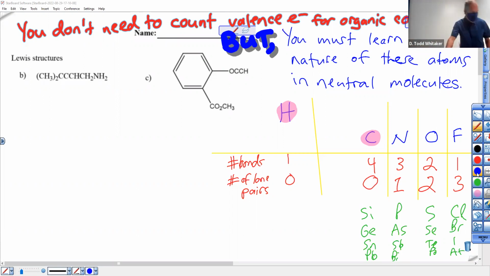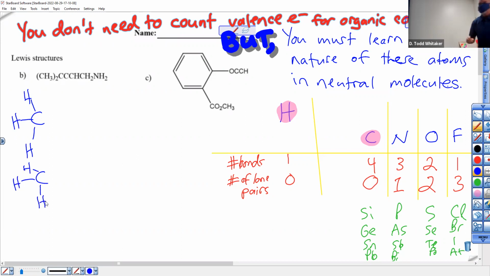In this case, 3 H's sticking off of one of those carbons. I'm drawing it right now. 3 H's sticking off one of those carbons. And there's 2 of these groups. That's what the parenthesis means. They're not attached to each other. No, they're attached to the next atom.